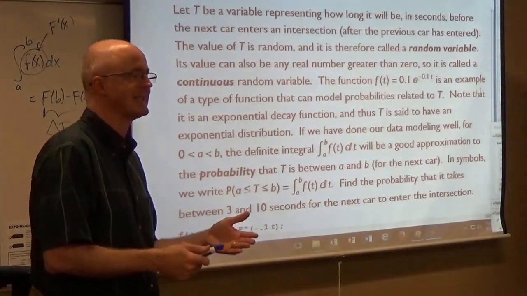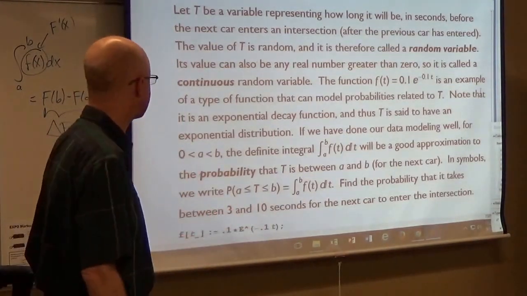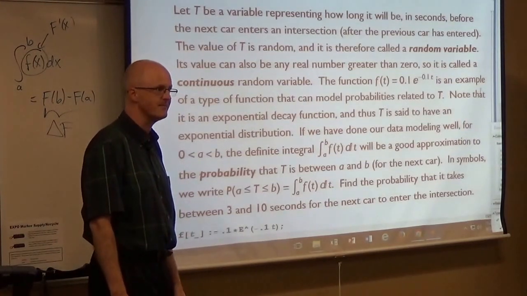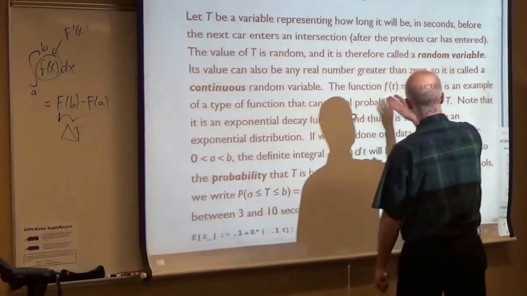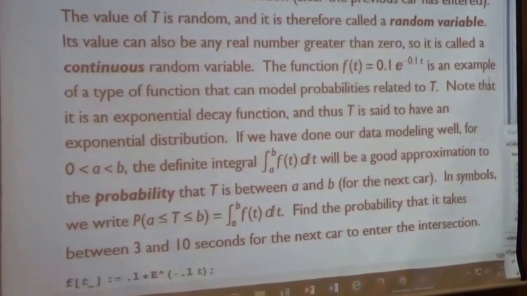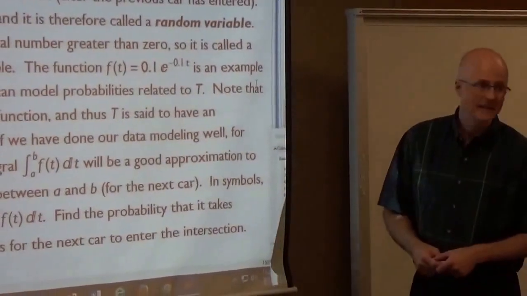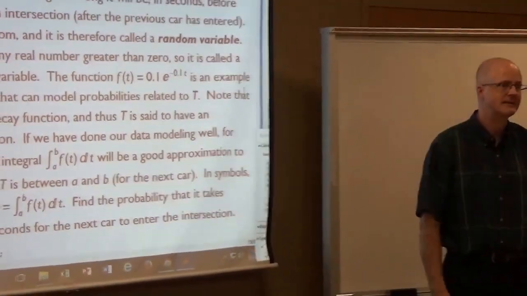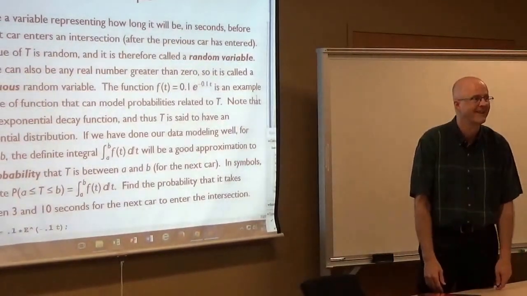Probability is a way of assessing the likelihood of some event. For example, what's the likelihood that it's going to take between 3 and 10 seconds for the next car to enter the intersection? This function is called a distribution, also called a density for this probability model. I'm pretending is an accurate thing to integrate to get you the right answer. Now, I didn't base this on any data, but it seems like a reasonable model to me for some intersection somewhere in the world. Okay?